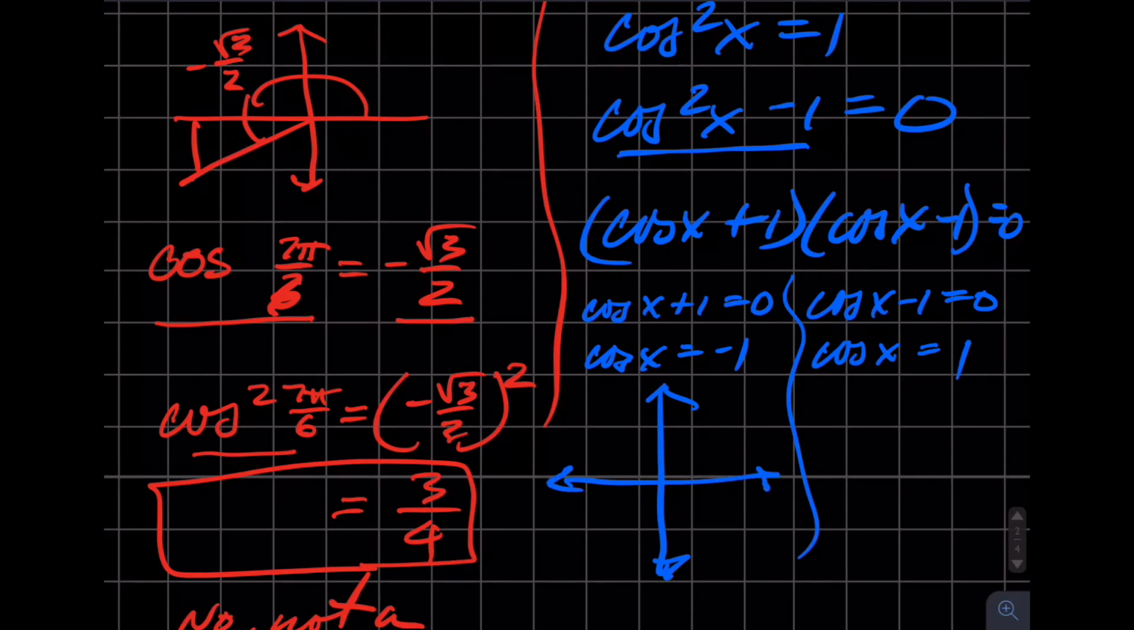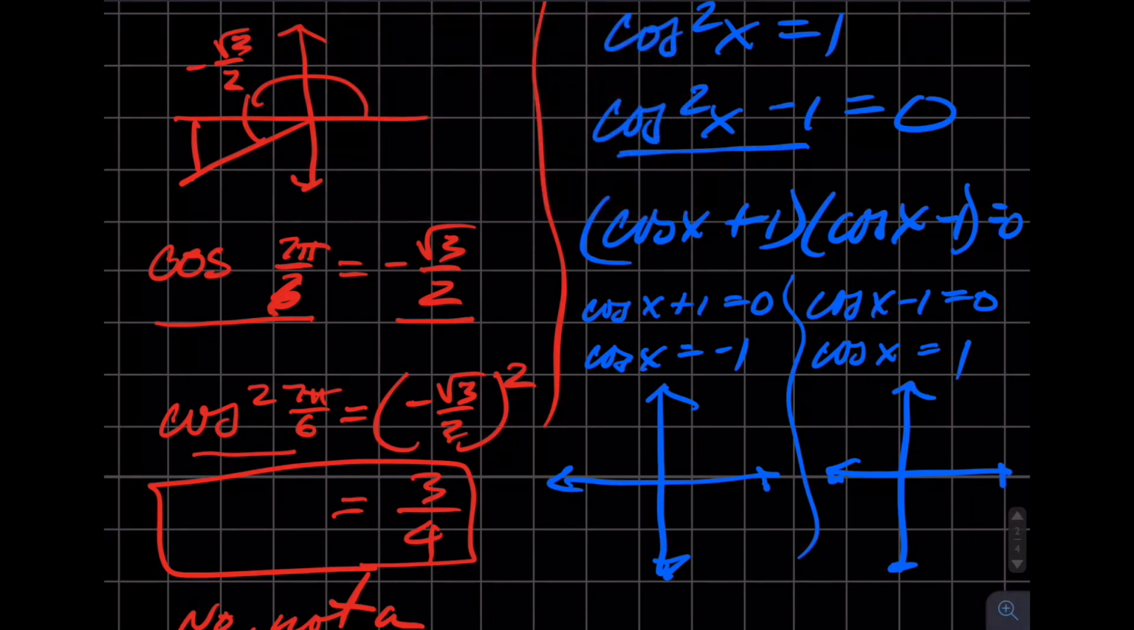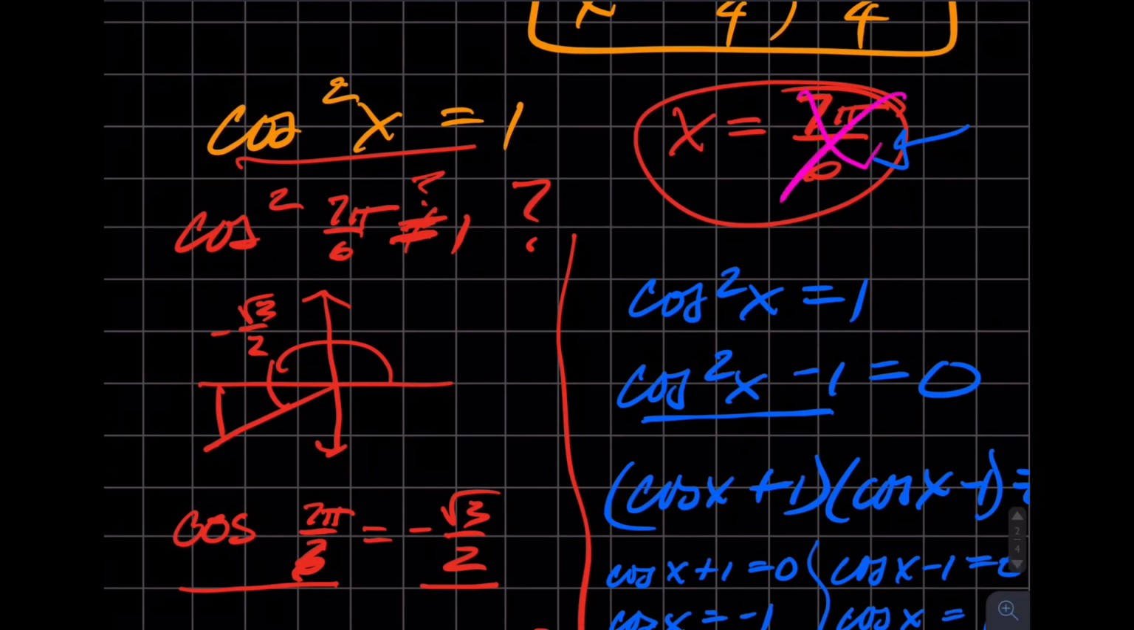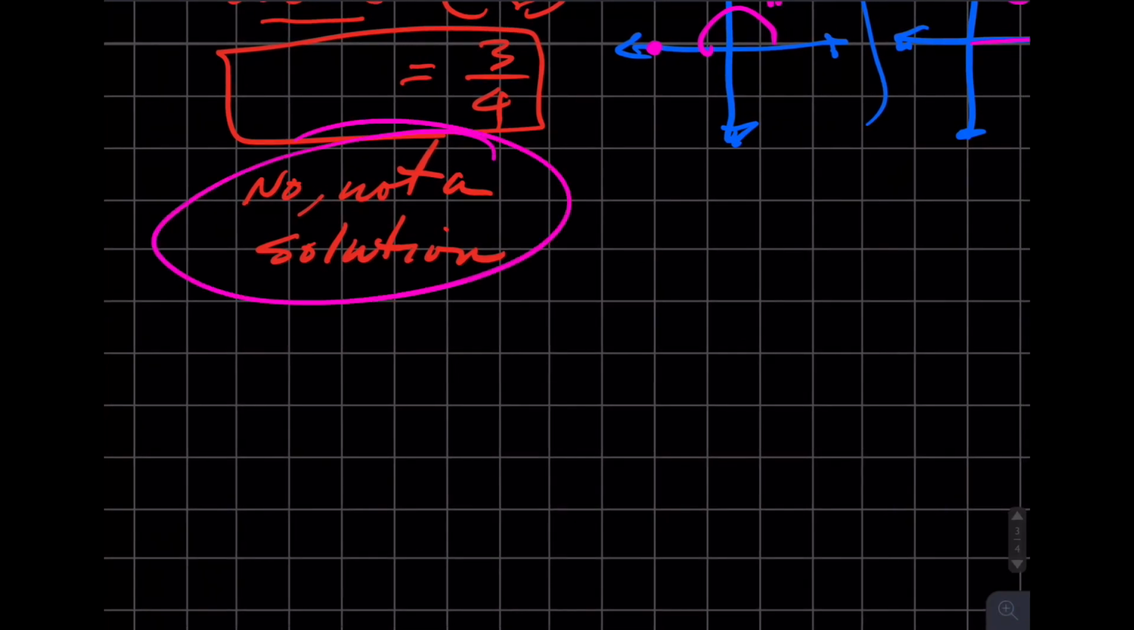Well, let's draw this guy so we can use different colors. Cosine of some angle equal to negative 1 is this guy. So that's pi, or 3 pi, or 5 pi, or 7 pi, or whatever. Not 7 pi over 6. And then cosine of x is equal to 1 when my angle is 0 degrees, or 0 radians. And so no, again, we confirmed that 7 pi over 6 is not a solution to that equation. Okay, so no, not a solution.